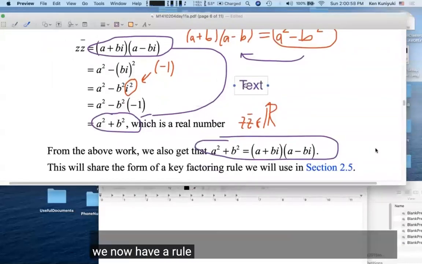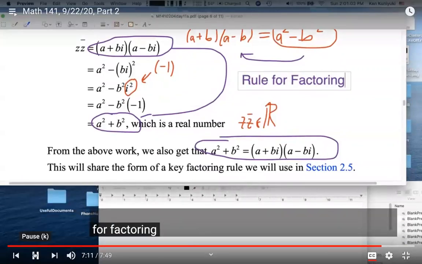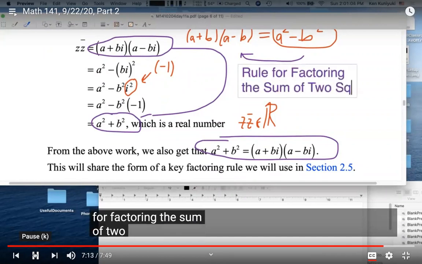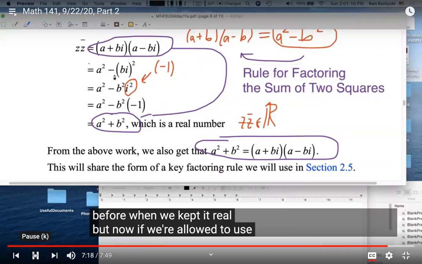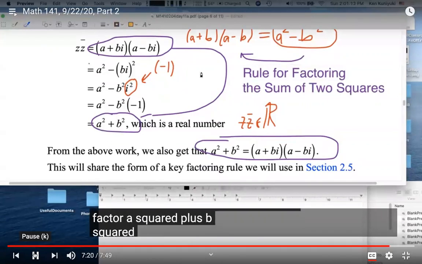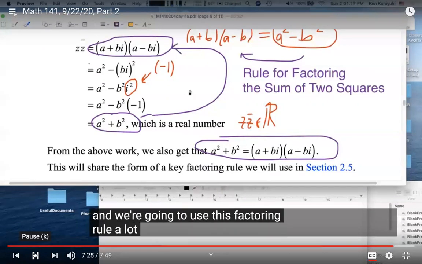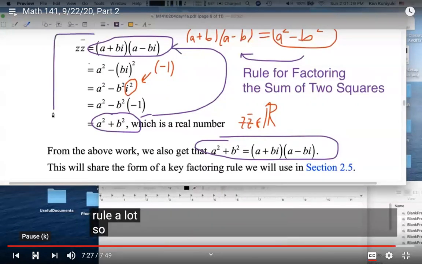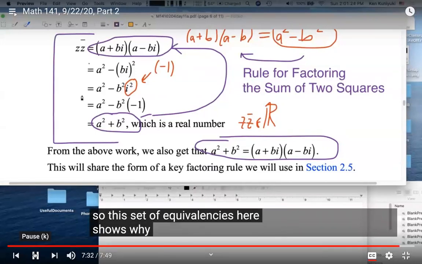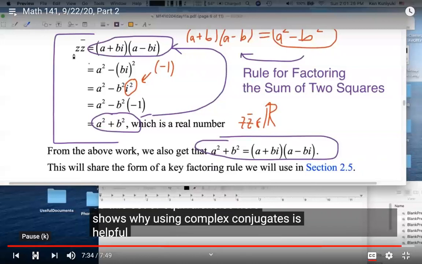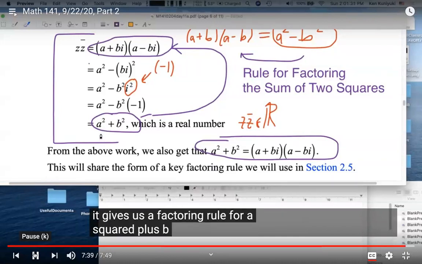We now have a rule for factoring the sum of two squares, which we didn't have before when we kept it real. But now, if we're allowed to use i, we can factor a squared plus b squared like so. And we're going to use this factoring rule a lot. So this set of equivalencies here shows why using complex conjugates is helpful to help us realize denominators, and also it gives us a factoring rule for a squared plus b squared.